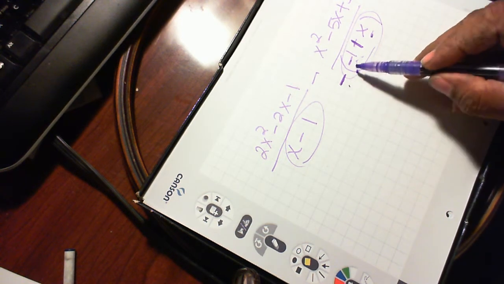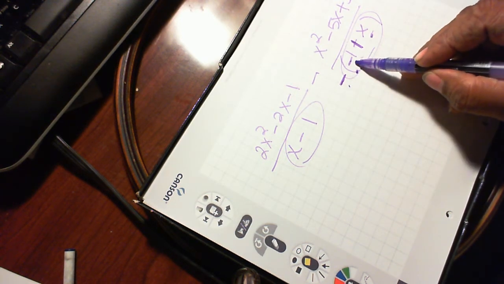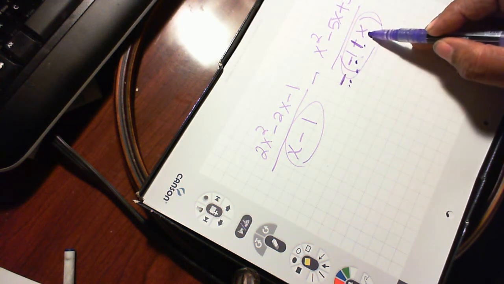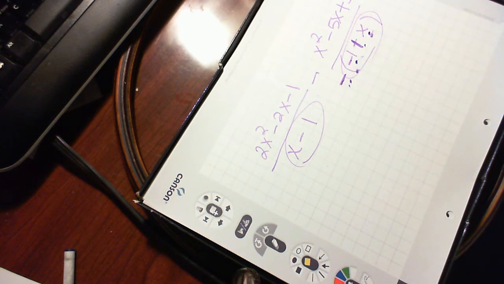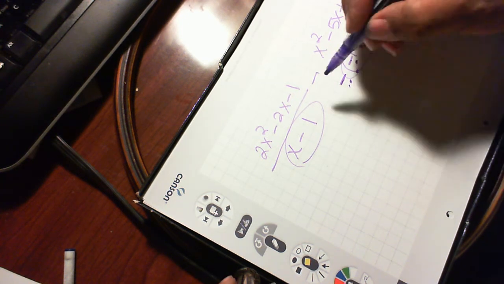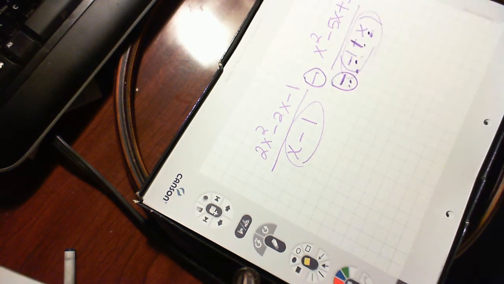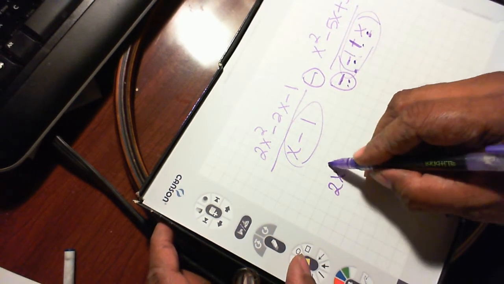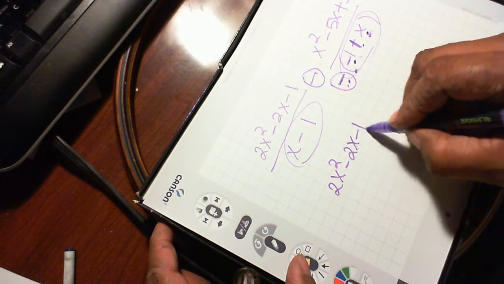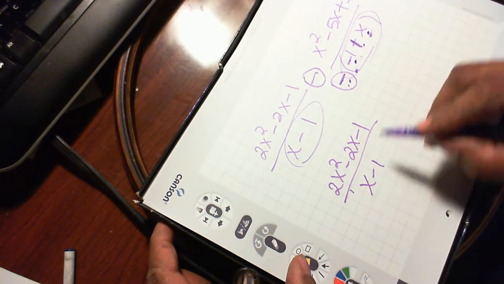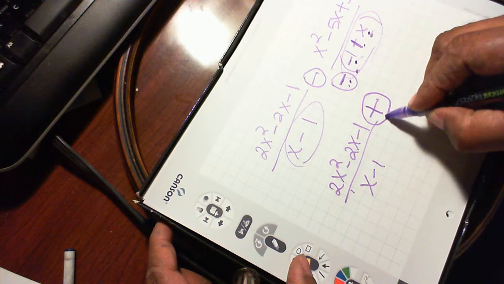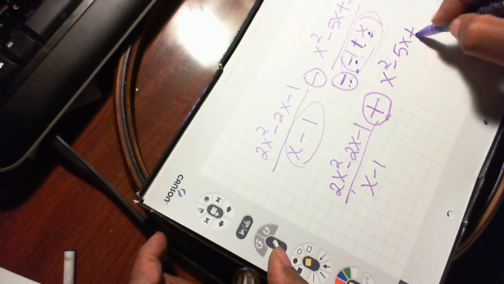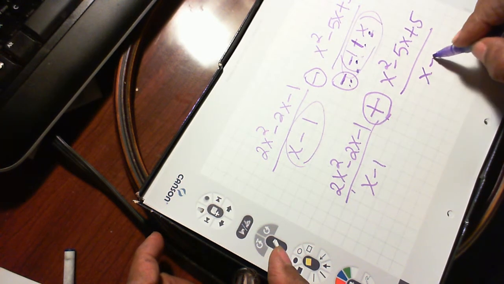So remember, negative times negative gives you a positive 1. Negative times positive x gives you a negative x. So we didn't change anything. We just rewrote it. Now this negative and this negative make it a positive. So you can rewrite here 2x squared minus 2x minus 1 divided by x minus 1 plus, big change here, x squared minus 5x plus 5 over x minus 1.